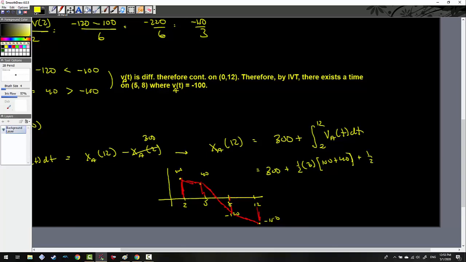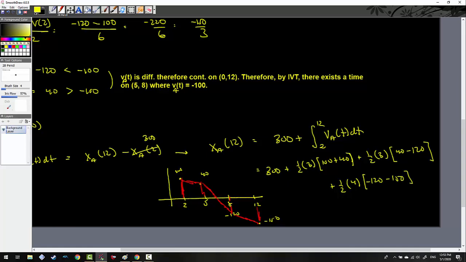And then I'm going to do 1/2 times 3 again for my second base. This time my base 1 is going to be 40. My base 2 is going to be negative 120. And then plus 1/2, my next base is going to be 4. And then my base is going to be negative 120 minus 150.